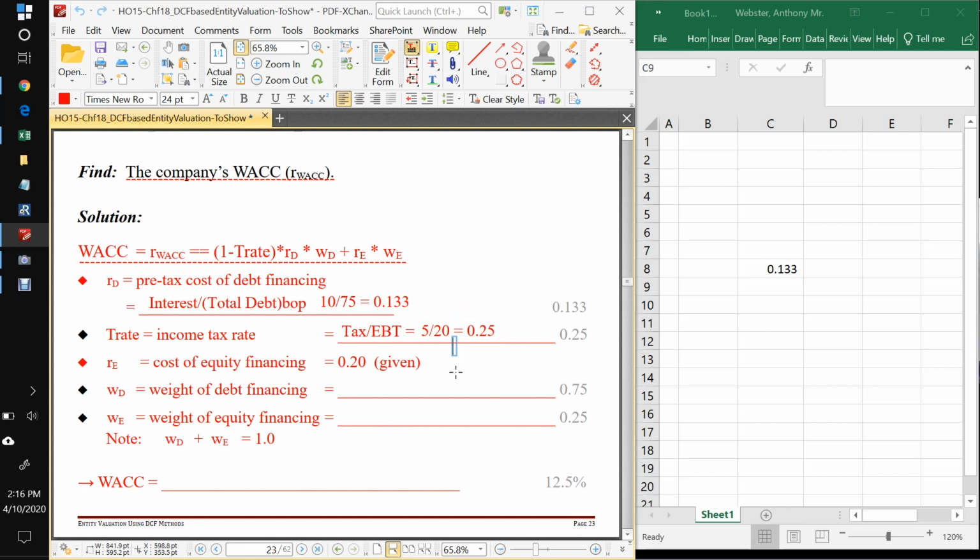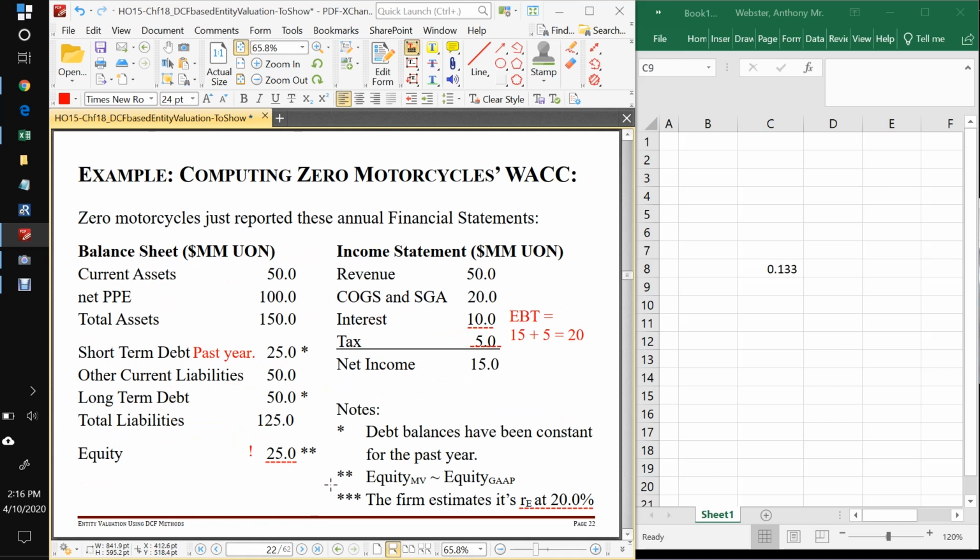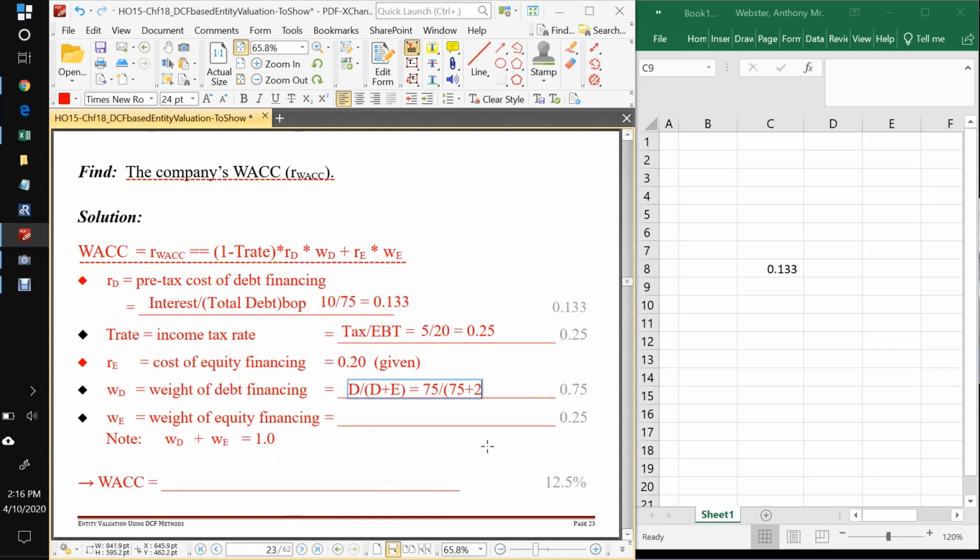Okay. And our cost of equity financing, that was given. They probably got that from CAPM or something like that. And the weight of their debt financing, that's going to be what? We want D over D plus E. Okay, and that's going to equal the total debt, 75, divided by 75 plus what's their equity? Their equity is 25, and happily it says the market value is similar to the GAAP value, so we'll go ahead and use that. 25, so 75 over 100 is equal to, there's another one I can do in my head, 0.75. So that's looking good.